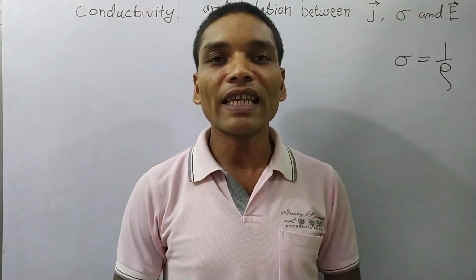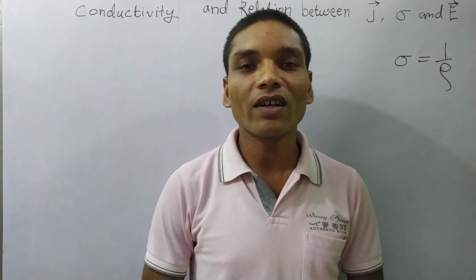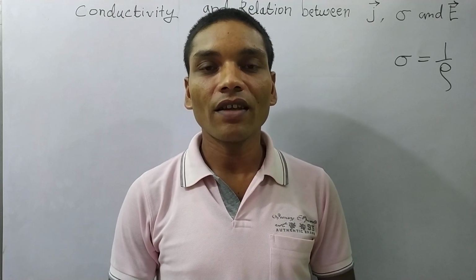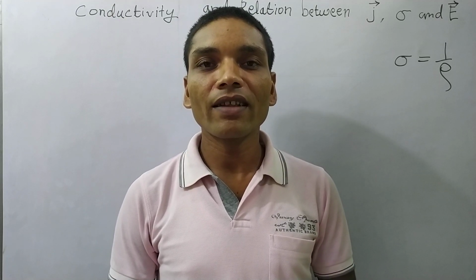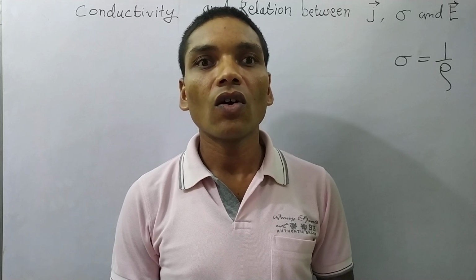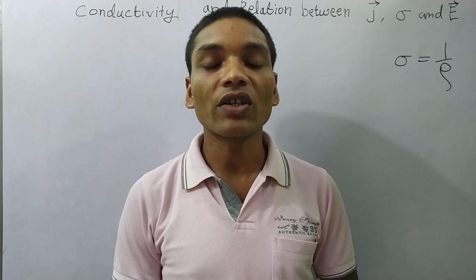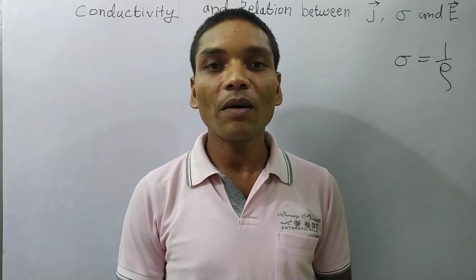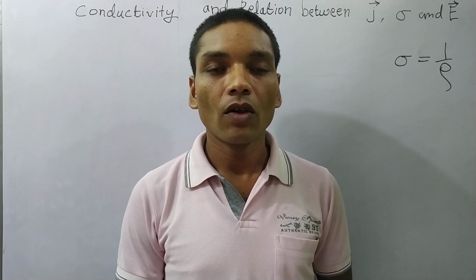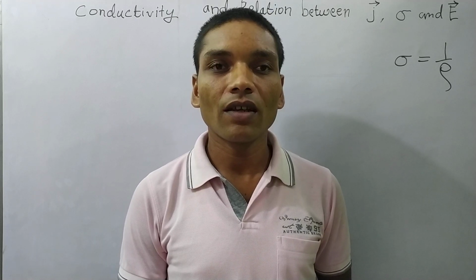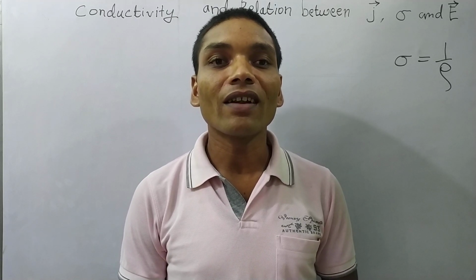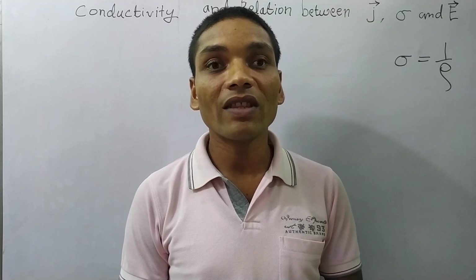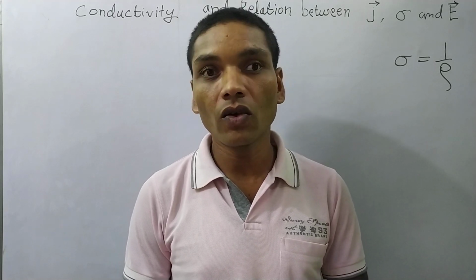Hello students, in this video we will learn about conductivity and the relation between current density, conductivity and the intensity of electric field or electric field strength. In the previous video we had studied resistivity. So what is the definition of resistivity? Resistivity of any conductor is numerically equal to the resistance of that conductor per unit cube.